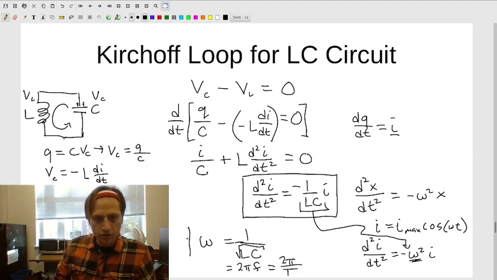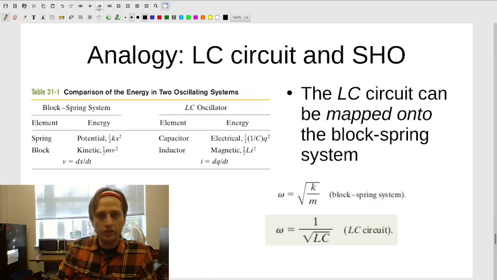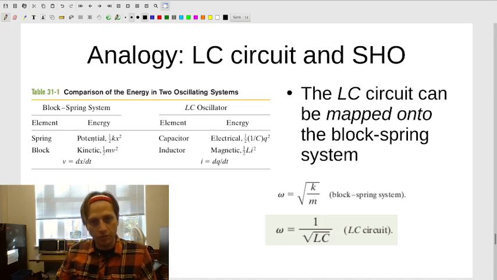Okay, so this is going to be very important because we can actually measure that LC. And what's interesting, of course, is that you really can map one system onto the other. The capacitor is like the spring, the inductor is like the block, the electrical energy is like the potential energy, the magnetic energy is like the kinetic energy, and the velocity of the block is like the current. And in that way, you're sort of mapping one system onto the other.